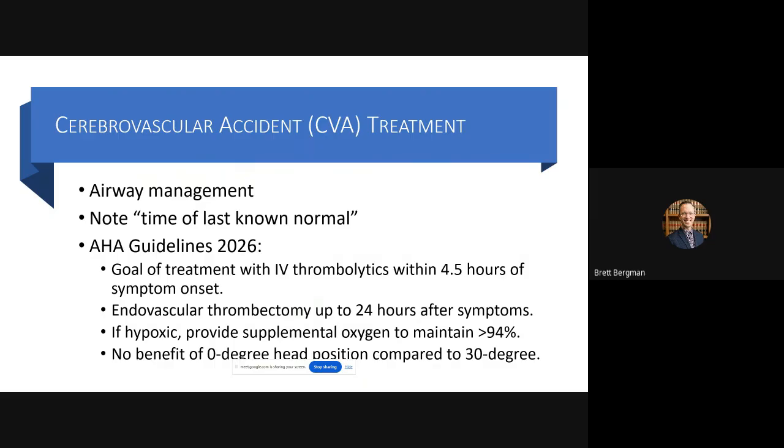If the patient is hypoxic, we want to give them oxygen. And one of the things that was interesting in the American Heart Association guidelines that just came out: there were a couple of clinical studies looking at whether the patient is at a 0-degree head position in a bed versus being at 30 degrees, so elevated head of bed. And there was no clinical benefit, no difference between those two groups. So there is not a strong consensus that you need to transport a stroke patient either flat or sitting up. Do it in position of comfort.